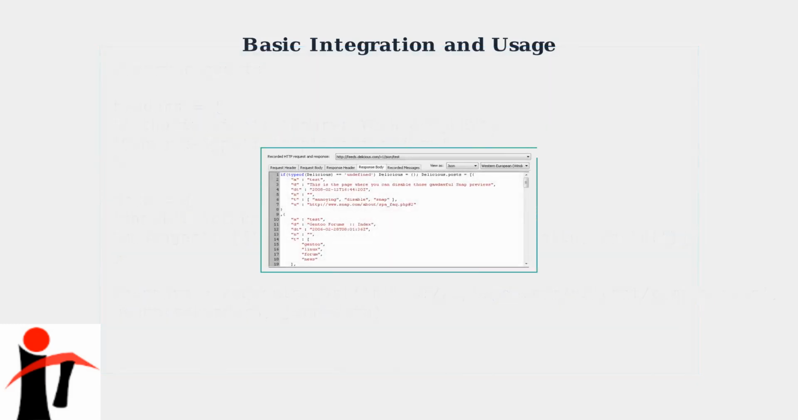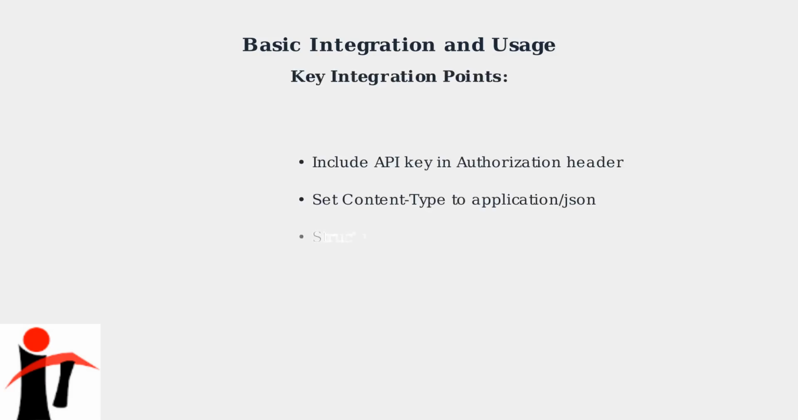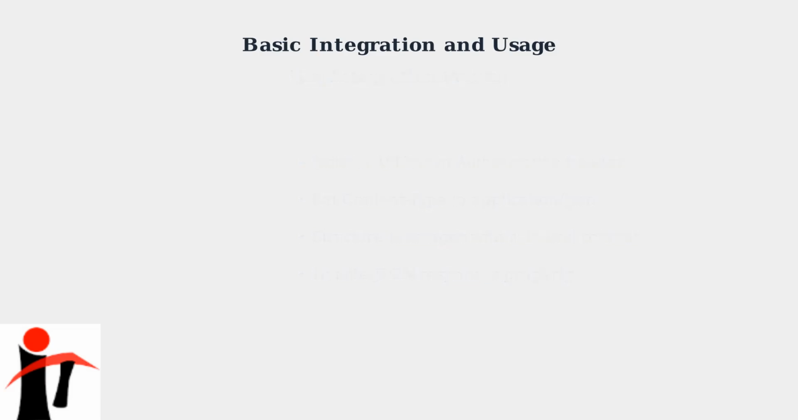Here's an example of what an actual HTTP request and response looks like in practice. This shows the JSON format that the API uses for communication, with structured data containing the AI model's response. Remember these essential points for successful integration. Always include your API key in the authorization header, use the correct content type for JSON data, structure your messages with proper role and content fields, and handle the JSON response appropriately in your application.